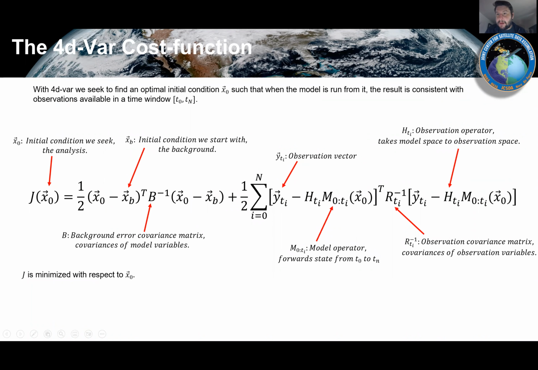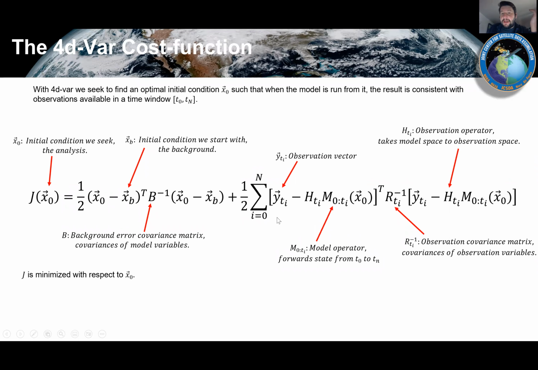So just to pick apart the cost function here a little bit, so that we know what we're dealing with. So the general idea with 4D var is that we want to find an optimal initial condition. So this would be like initializing the planet with the temperatures everywhere and the pressures everywhere, such that when we run from that, we're consistent with observations. So the cost function here will minimize this cost function with respect to an initial condition. XB is like our first guess initial condition. It's what we're starting with here. It's our background. B is that error covariance matrix. There's lots of ways to estimate this.